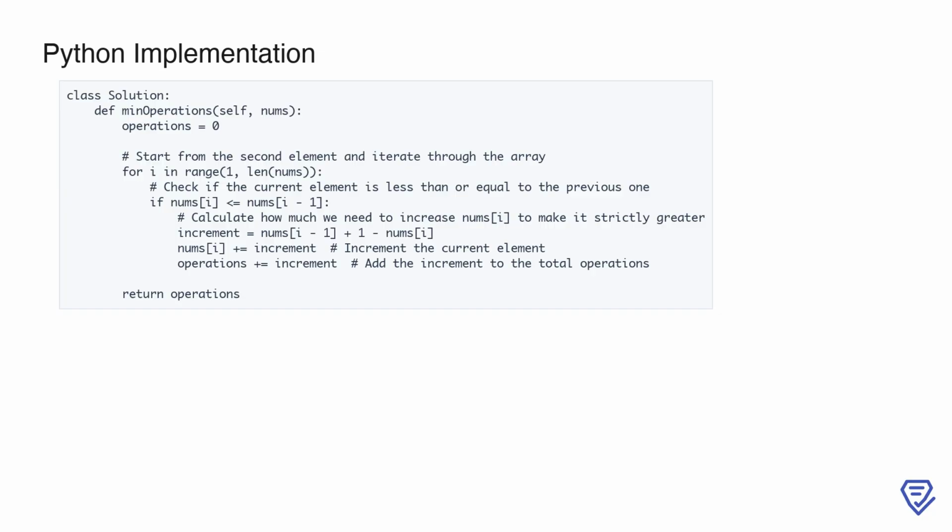At index 2, nums[2] = 1 is not greater than nums[1] = 2. Increment nums[2] by 2. Now nums equals [1, 2, 3], and operations equals 3. Return operations equals 3. This approach is efficient with O(n) time complexity, as we iterate through the array once, and O(1) space complexity, as no extra data structures are used.